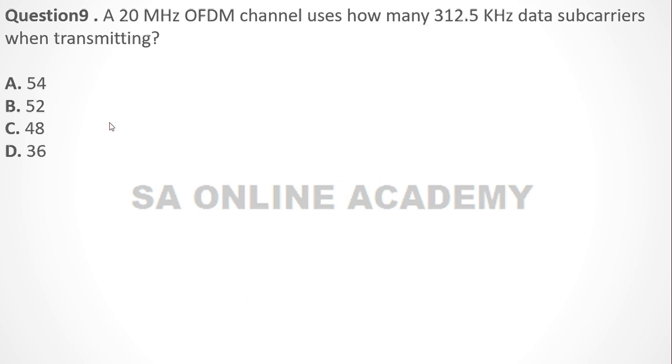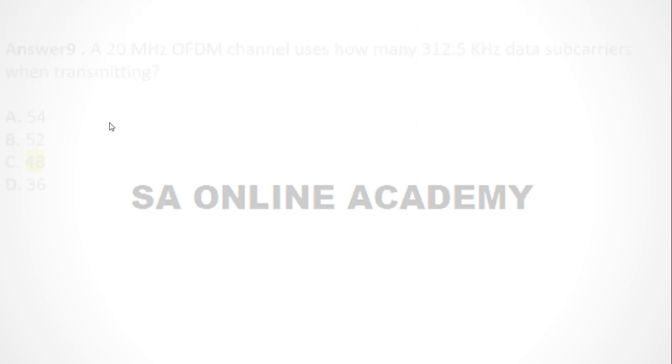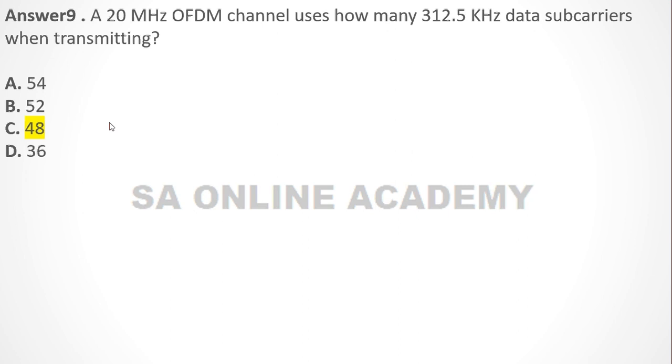A 20 MHz OFDM channel uses how many 312.5 kHz data subcarriers when transmitting? So we discussed how many subcarriers there are under one 20 MHz OFDM channel, and what the segregation of data, pilot, and other subcarriers is in this one channel. The options are 54, 52, 48, 36. So the correct answer is C, 48.